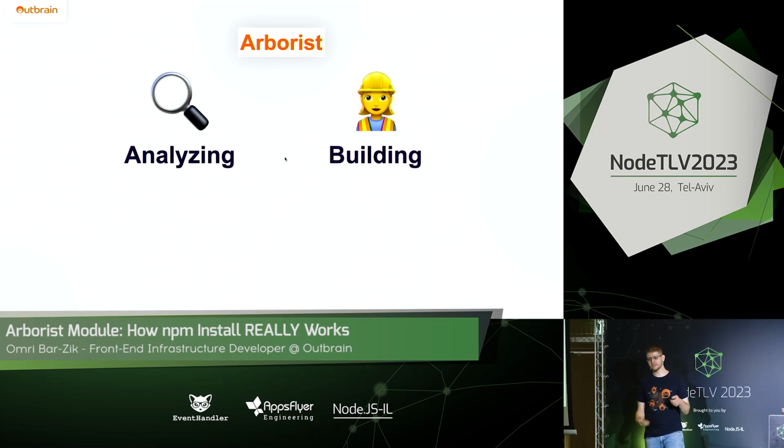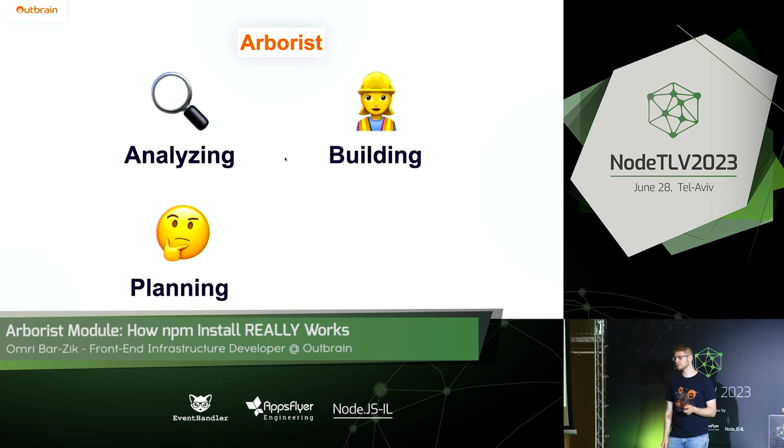After it finishes building this ideal tree, it starts planning how to convert from this ideal tree to the actual tree. So it sees what package do I need to add here, what package do I need to remove, what package do I need to update, and it tries to do it while taking the smallest number of steps possible. After it plans these steps, it starts to execute them.